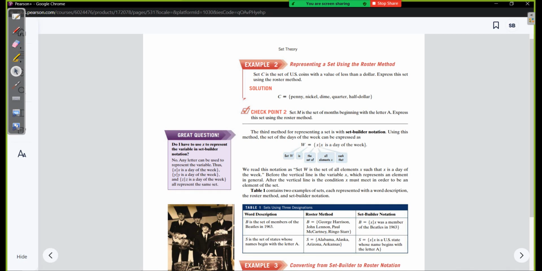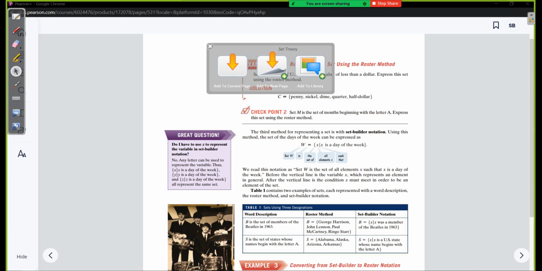Alrighty, so next up we're going to snip example 2. We're going to put it on the same page. I think they'll fit.